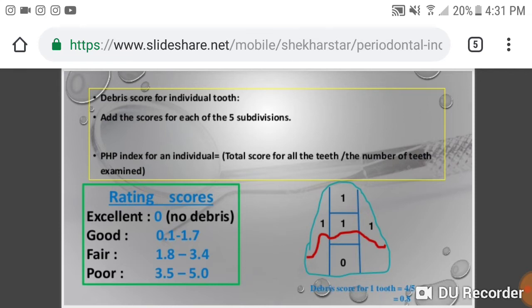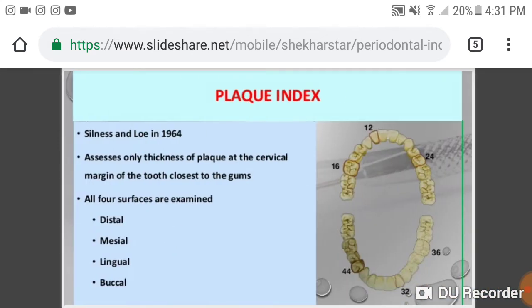Plaque index, Silness and Löe in 1964. Assesses only thickness of plaque at the cervical margin of the tooth closest to the gum. All 4 surfaces are examined: the distal, the mesial, the lingual, the buccal.